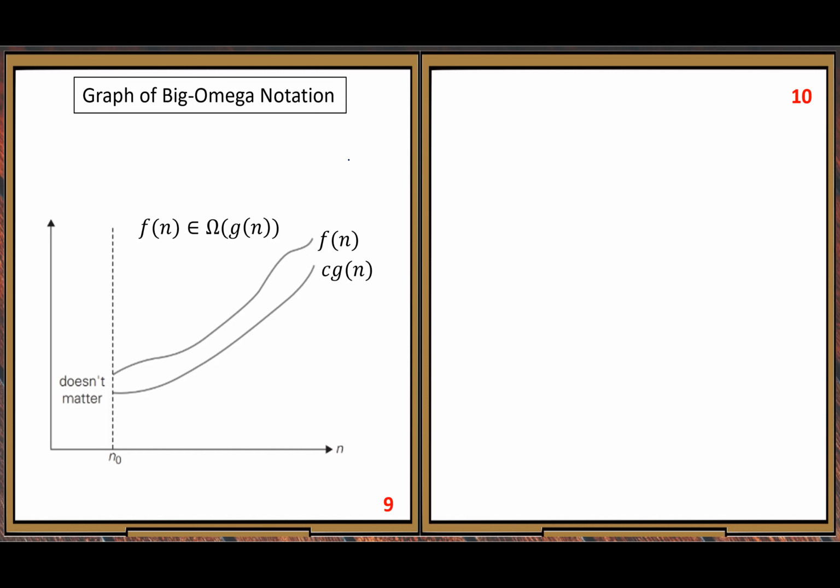And this n0 line, the part where n is less than n0, doesn't matter. Why doesn't it matter? Let me repeat another time. Overhead occurs here. That's why it doesn't matter. Okay? We want to skip the overhead part.